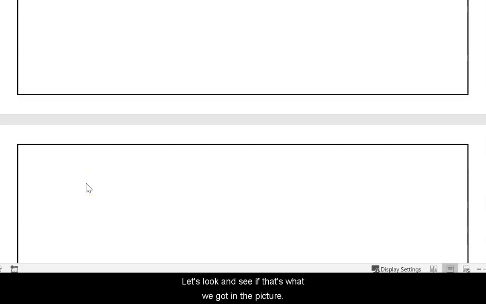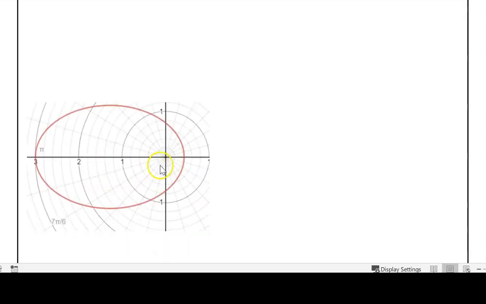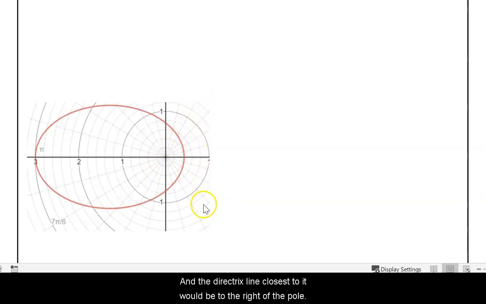Let's look and see if that's what we got in the picture. Here's the focal point, and the directrix line closest to it would be to the right of the pole. You can see that this picture is an ellipse which is running horizontally. Let's look at another example.